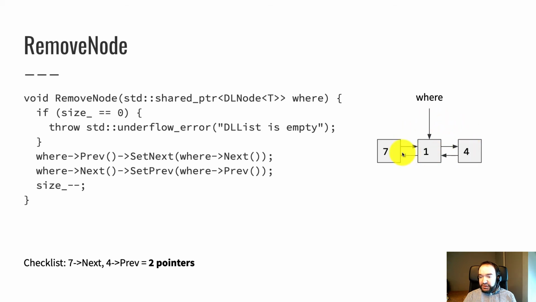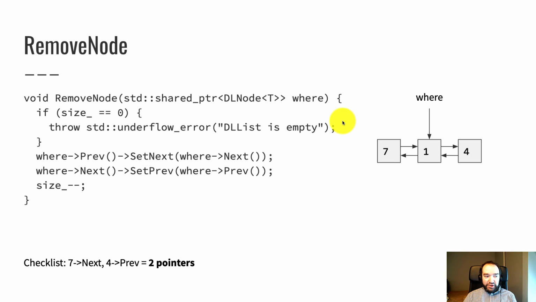Likewise, the 4's previous needs to change. It's going to skip over the 1 in the reverse direction, so 4's previous needs to point at 7 after we finish removing the where. Also note, where is the argument passed in? It's pointing at the node to remove. That counts as a pointer as well. That's going to come into play with deleting in a moment.